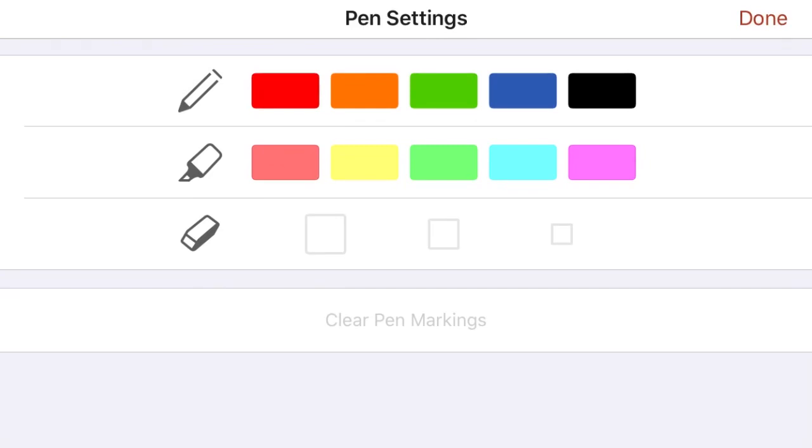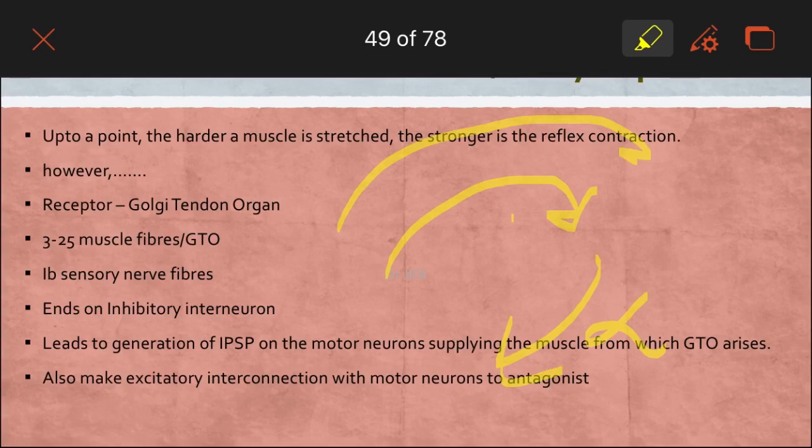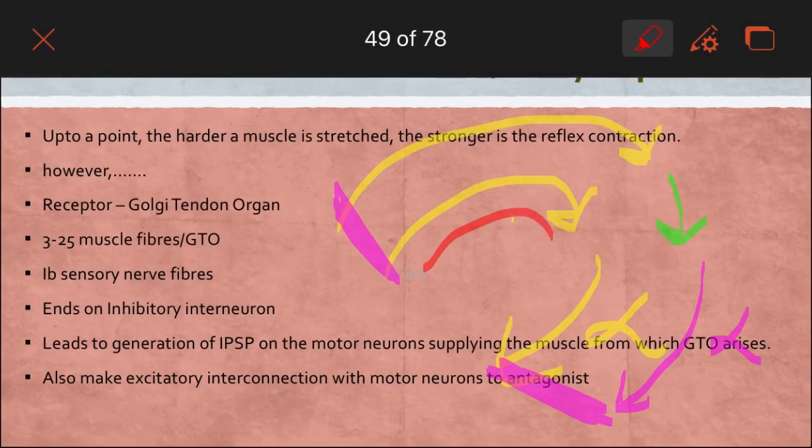And the other difference is it ends on an inhibitory interneuron. Like in the stretch reflex, that fiber was going and synapsing directly with the alpha motor neuron. In this inverse stretch reflex, it will go to an interneuron, and that interneuron will form a connection with the alpha motor neuron. The same muscle we are stimulating, the same muscle these alpha motor neurons supply. What is the main difference? The main difference is that the stretch reflex has only one synapse, and it releases the neurotransmitter glutamate.